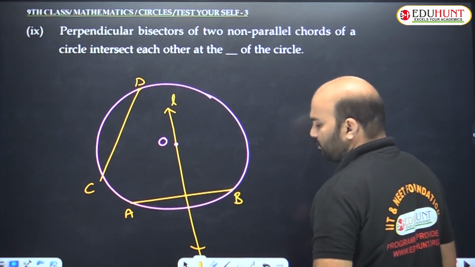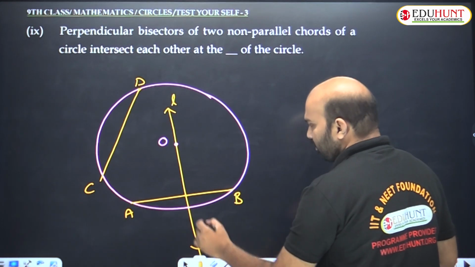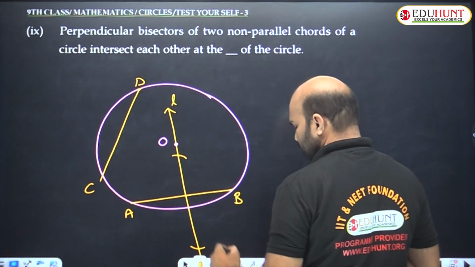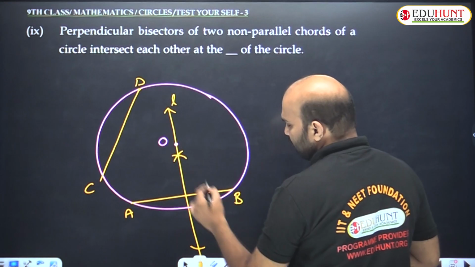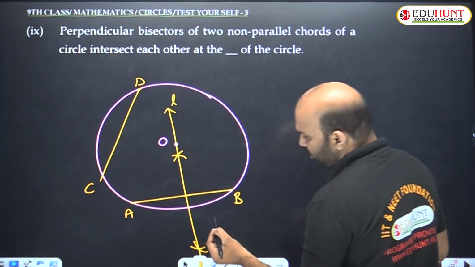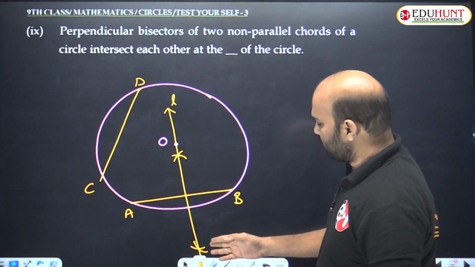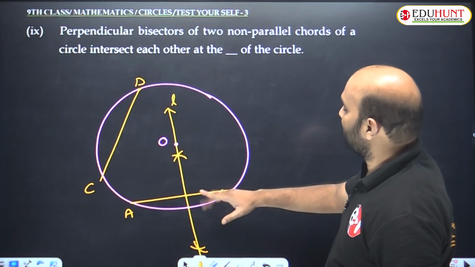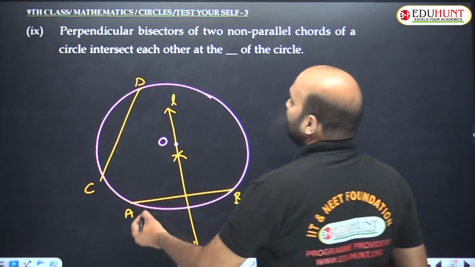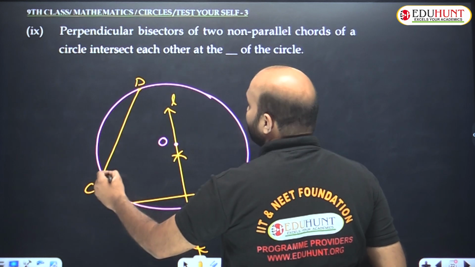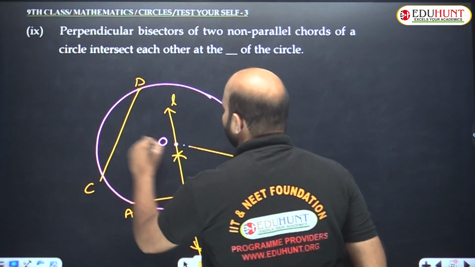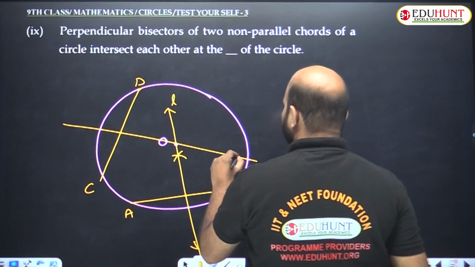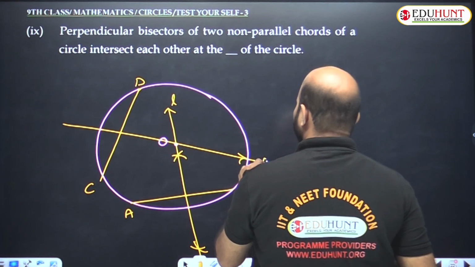From A, we have to consider one point outside of the circle and inside, and by using B, we will join these two points. So it is the perpendicular bisector of AB. And the same way, we take the perpendicular bisector of CD. This is the perpendicular bisector of CD, and this is M.